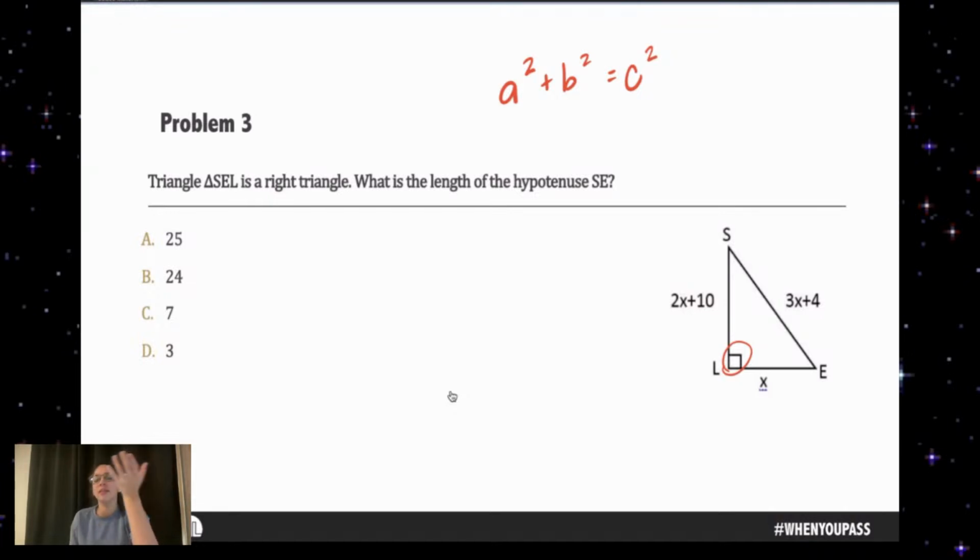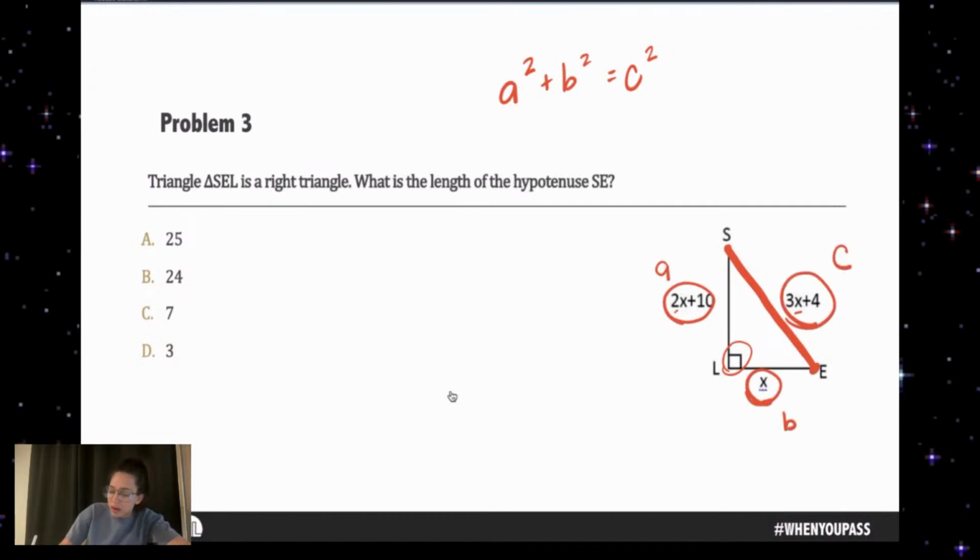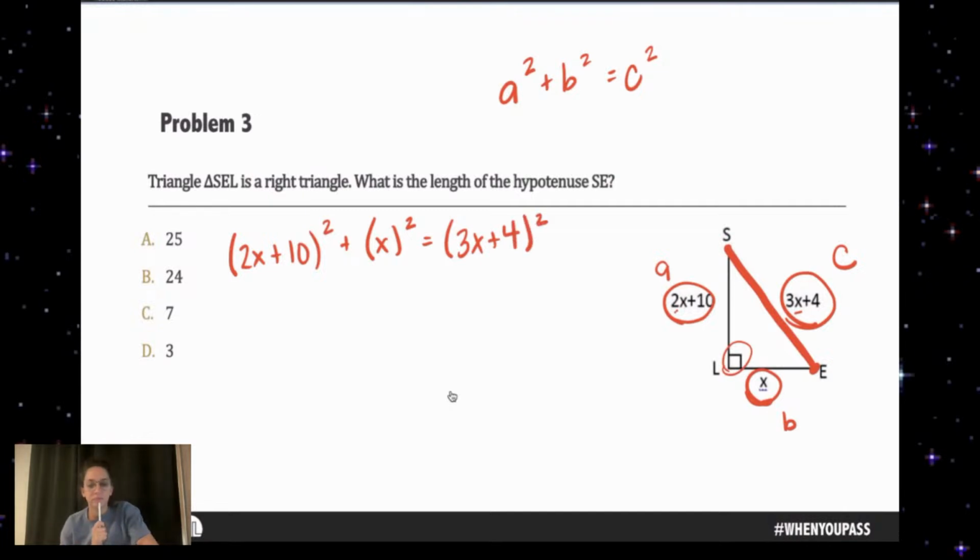So if we're trying to find the length of hypotenuse SE, and we only have one variable, which is x, then I can literally do a squared plus b squared equals c squared. Let's do it. A squared is one leg, b squared is one leg, and c squared is your hypotenuse. So a squared plus b squared equals c squared. Okay? So now I'm going to do 2x plus 10 squared.